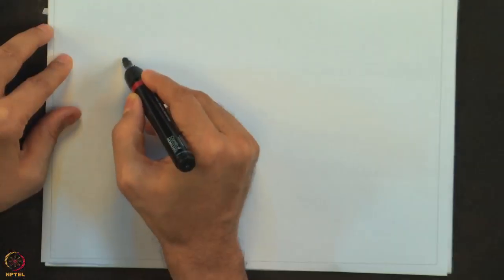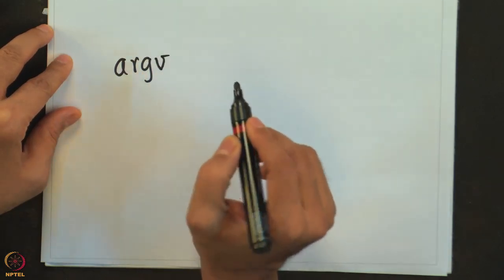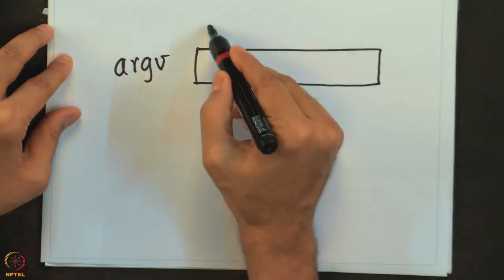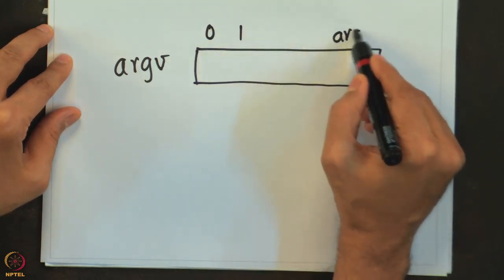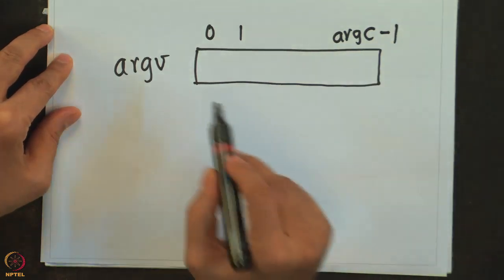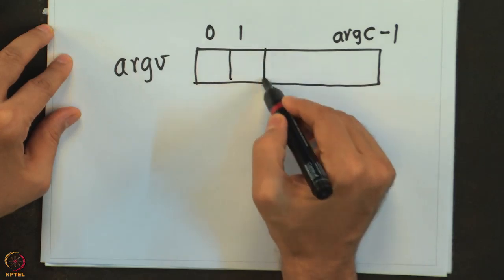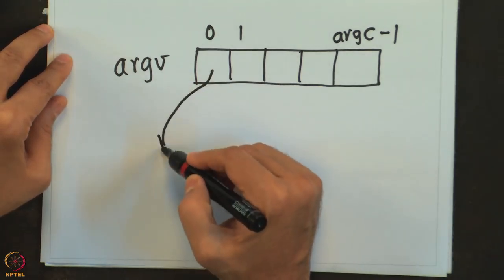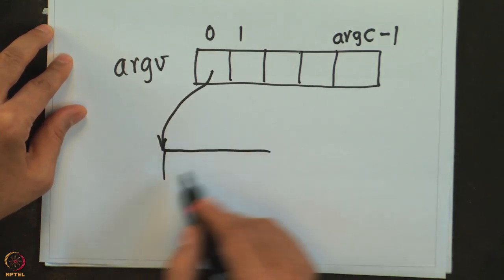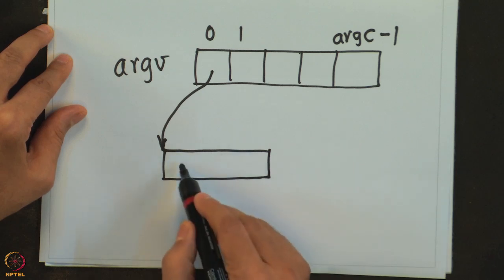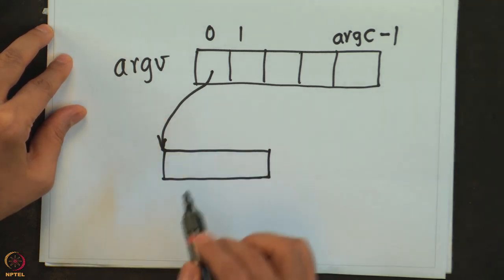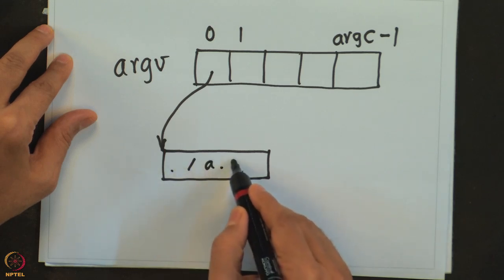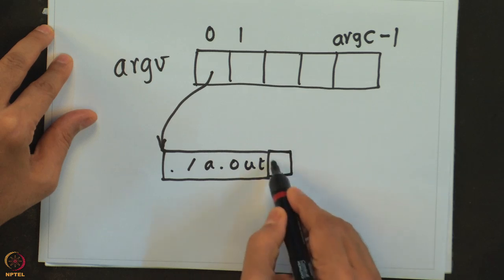So this is this array argv. Okay? So it looks something like this. And it has elements 0, 1 all the way till argc minus 1, okay, because there are a total of argc elements. And what is each of these elements? So this is of type char star, so it means it is a pointer and it points to the 0th element of an array, and this is the first word typed by the user on the command line. So typically this is going to be ./a.out, but of course it is going to have a null at the end as well.